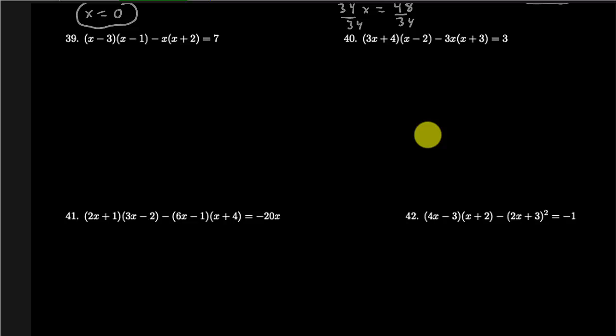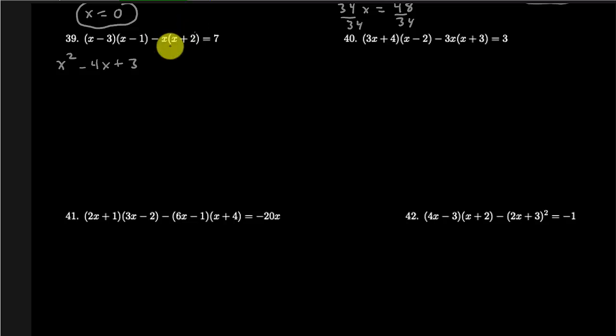All right, so this one here, notice we've got this. We've got to multiply this out first. We've got to FOIL it. So x times x is x squared. And then we've got negative x plus negative 3x is negative 4x. And then negative 3 times negative 1 is positive 3. We're just foiling it. First, outside, inside, last. Okay.